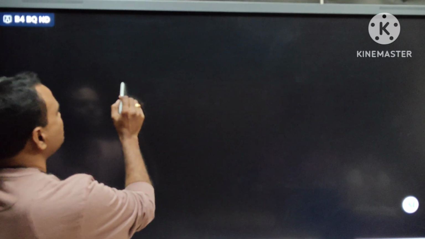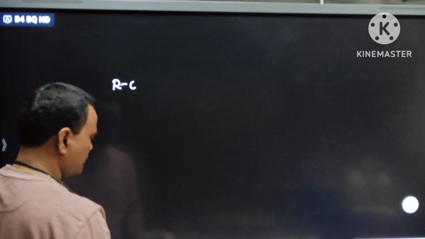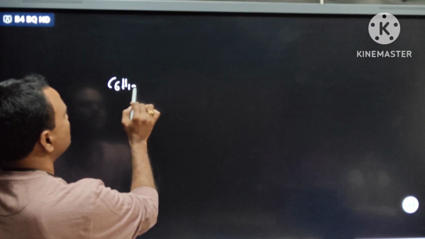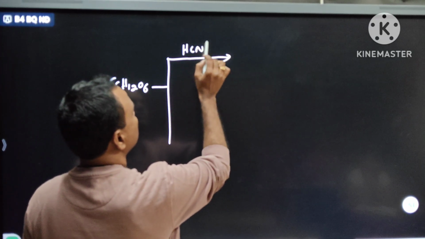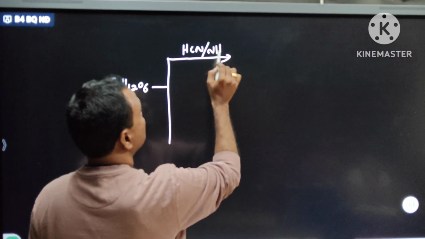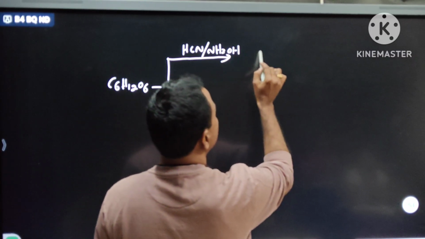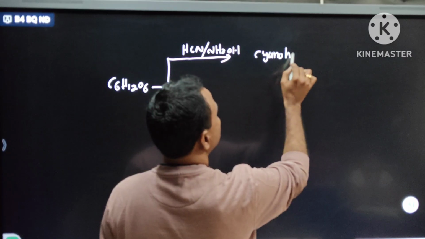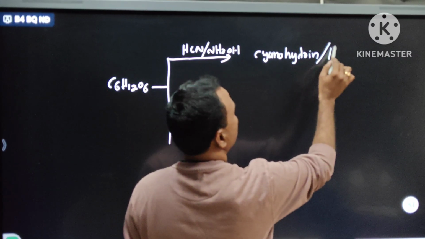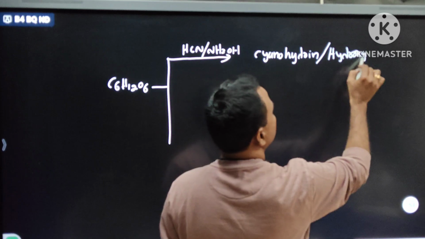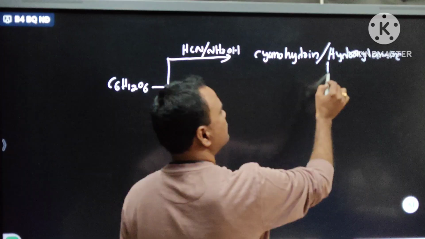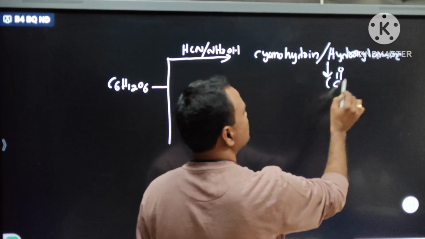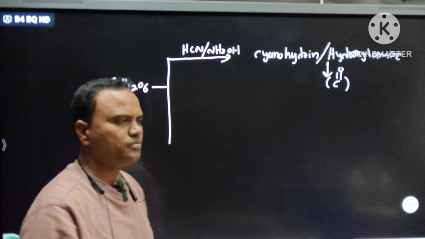Look at this. Glucose. So write the formula, C6H12O6. Glucose when treated with HCN or NH2OH produces cyanohydrin and hydroxylamine derivative. This reaction confirms the presence of, can we write like this, a carbonyl group. Generalization: carbonyl group.